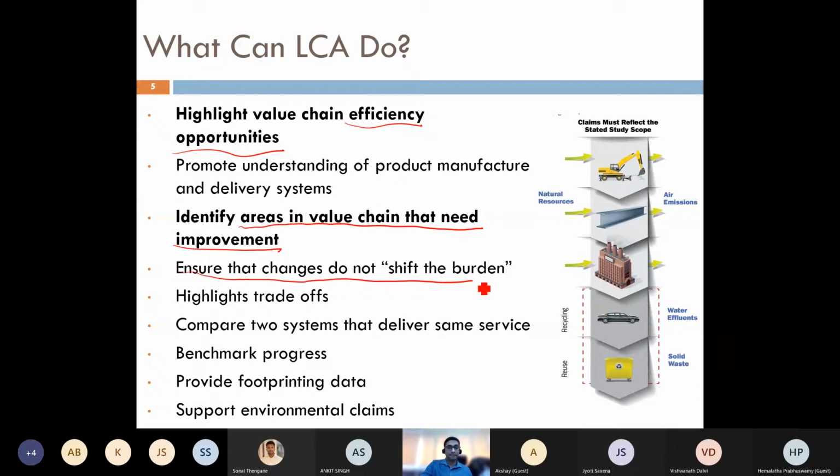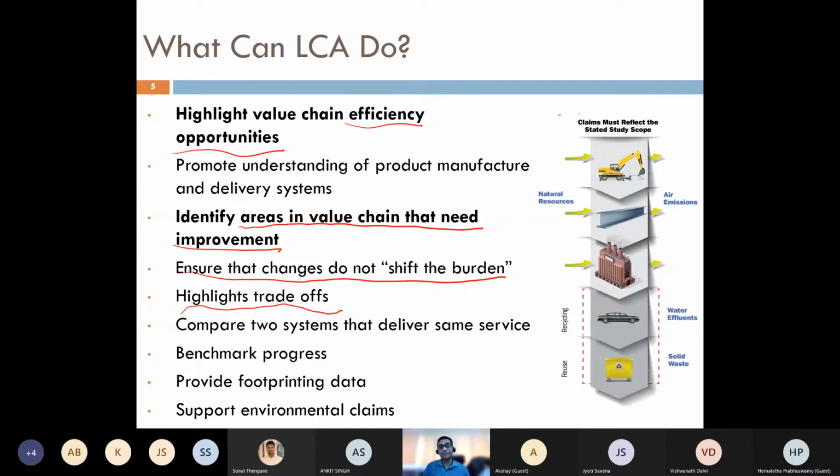It can ensure that the changes do not shift the burden. So you need to see that the changes that you are proposing don't change the burden from one thing to another. Like it might happen that you choose a process which is very efficient in converting biomass, but it also needs a lot of pre-treatment. Say you are coming up with a process which is becoming famous now, like hydrothermal liquefaction. It can produce energy or crude in good quantity, but it would also need processes like hydrotreating and hydrocracking, which would again consume a lot of energy. It can highlight the trade-offs.